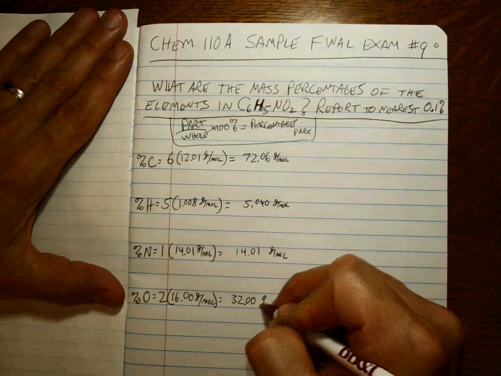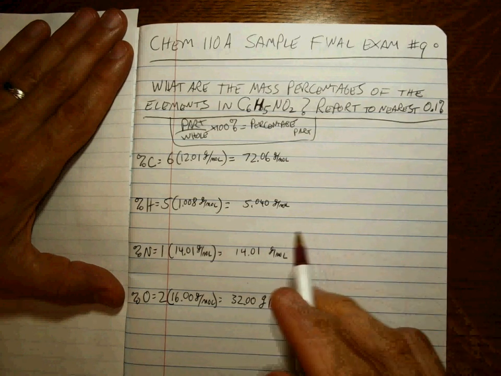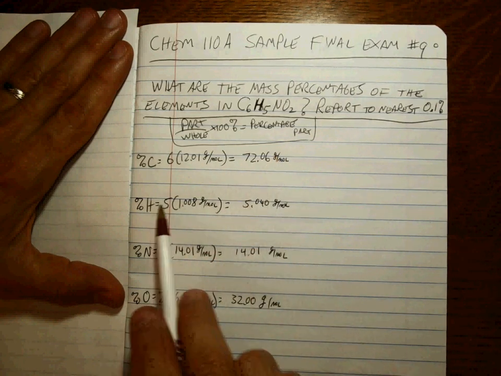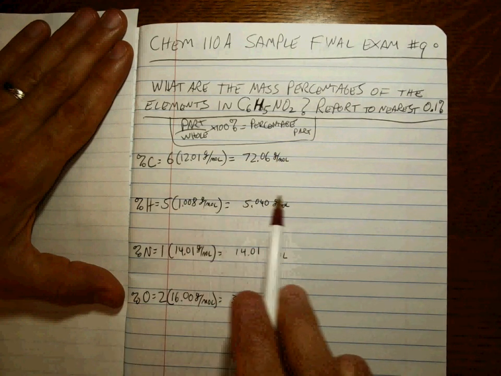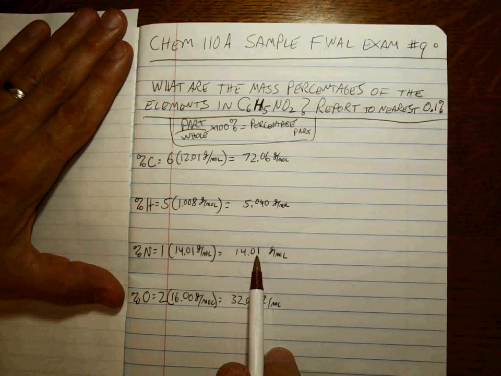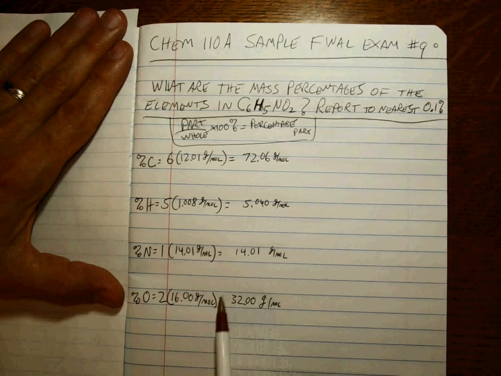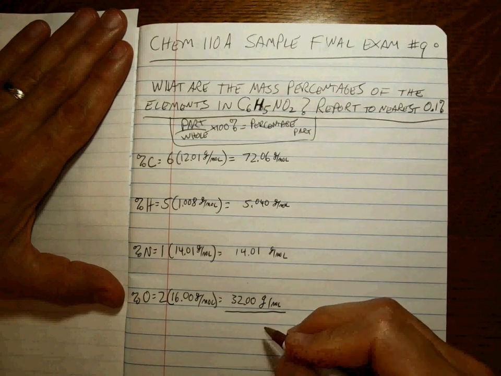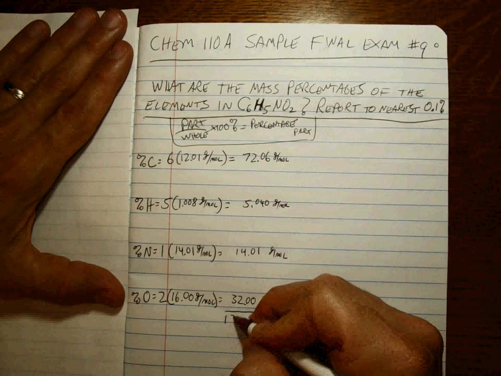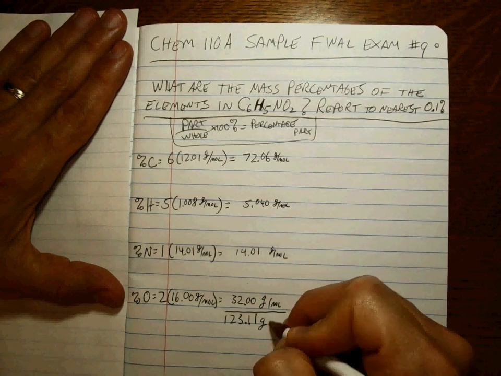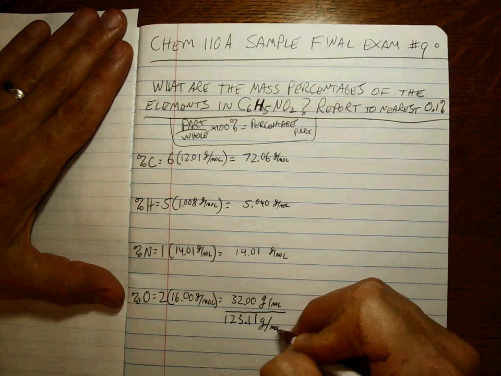32.00 grams per mole. So the total contribution of all the carbons is this. The total contribution of all the hydrogens is this. The total for all the nitrogens is this, and the total for all the oxygens is this. Adding this up gives you the total mass. The total mass is 123.11 grams per 1 mole.